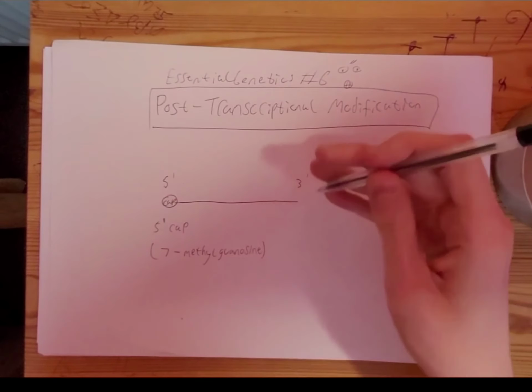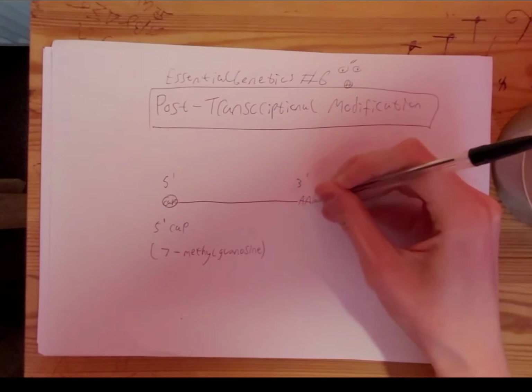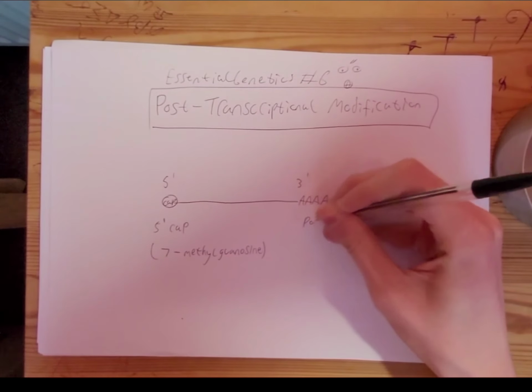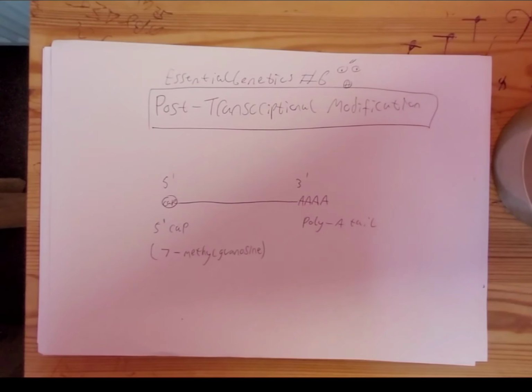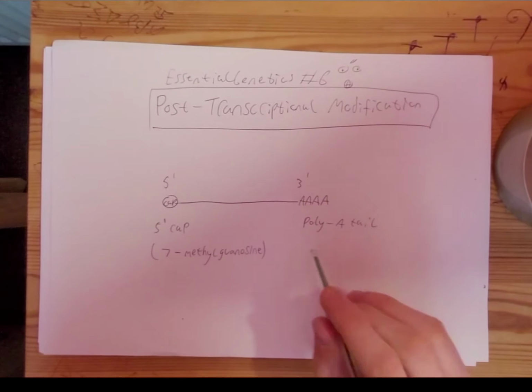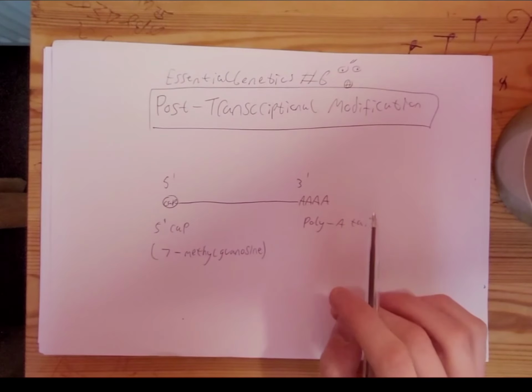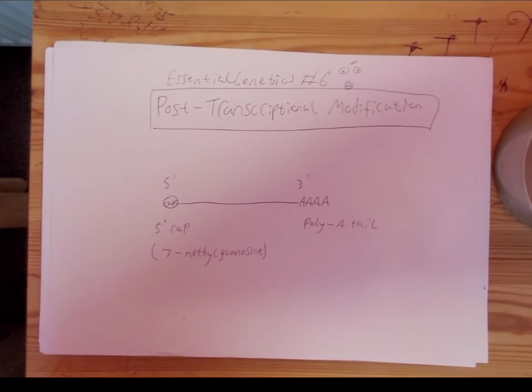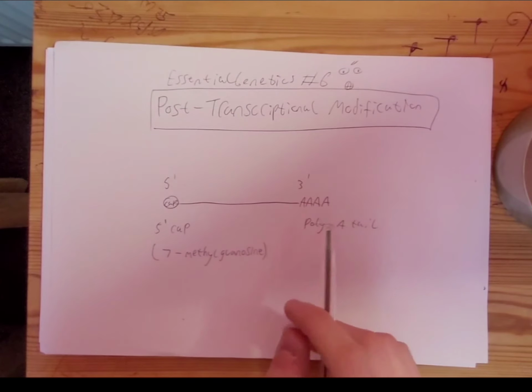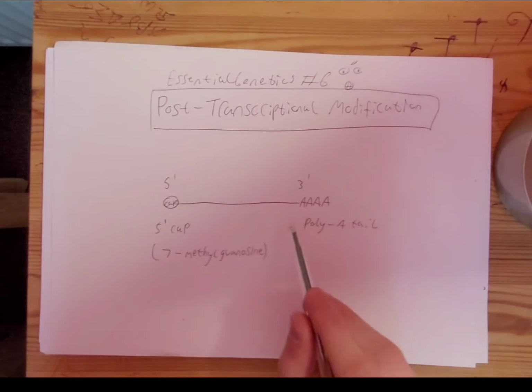And on the 3' end, we've got something called a poly-A tail. A poly-A tail is just a bunch of adenine nucleotides strung together. To do this, the 3' tip of the mRNA strand needs to be removed and replaced with this tail.